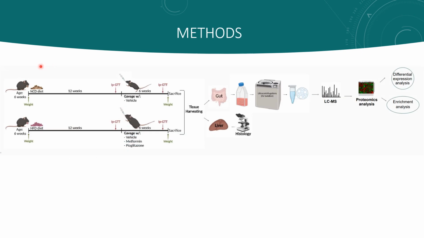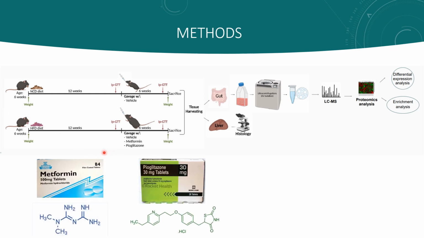Methods. Mice were kept on a normal chow diet, that is a healthy diet, or a high-fat diet that will induce pre-diabetes. Metformin and pioglitazone were orally administered by gavage to the diabetic mice every day for 6 weeks.